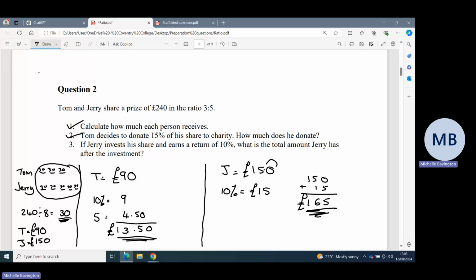Let me just double check that I've done that all okay. I've done the ratio bit. Tom decides to donate 15%, 10, 15. Yes, okay. So I've done everything I can on that. Hopefully you get the same answers. Let's have a look at another scaffolded question.